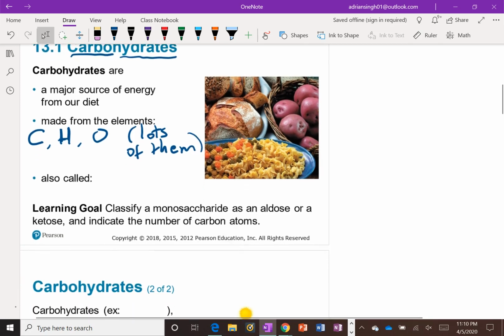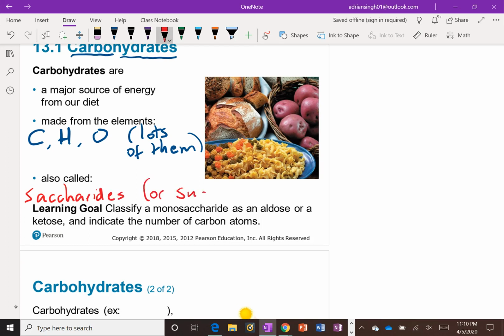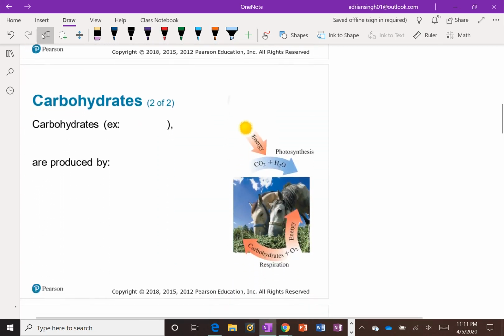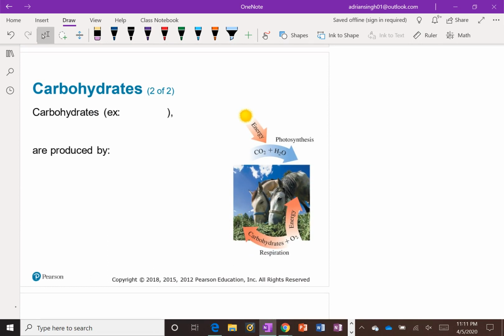A couple of other terms that we're going to see being used for carbohydrates: they're sometimes also called saccharides, or just generally sugars, right? So sugar, carbohydrate, saccharide, they all mean the same thing. So where do we get carbohydrates from? Probably the most common carbohydrate that we're going to see is something known as glucose, which has the formula C6H12O6.